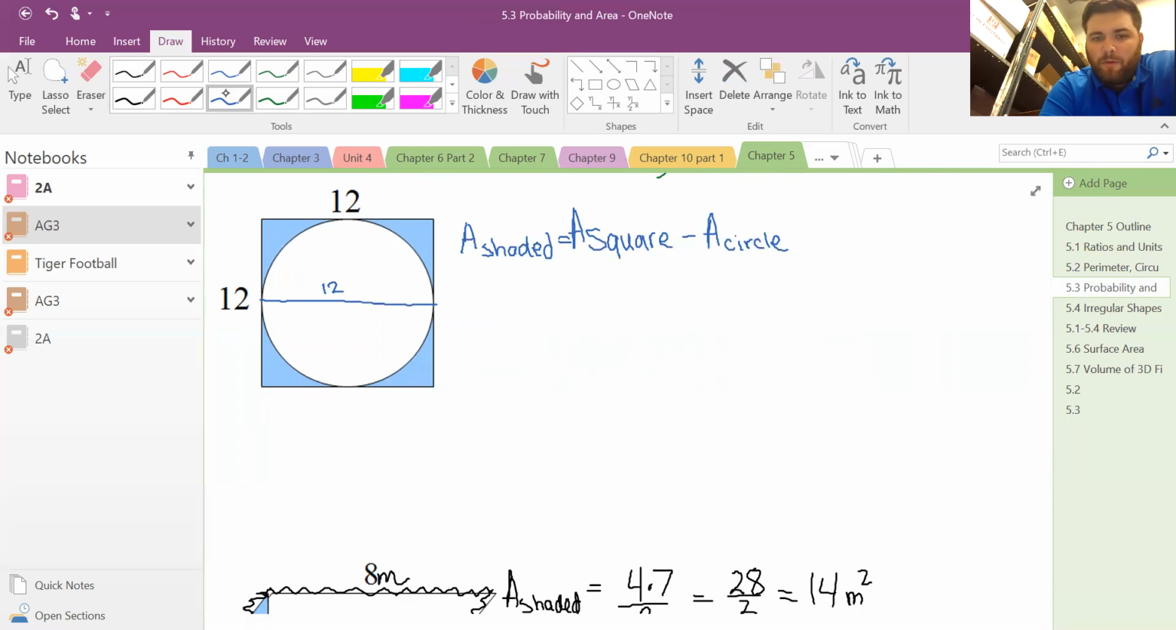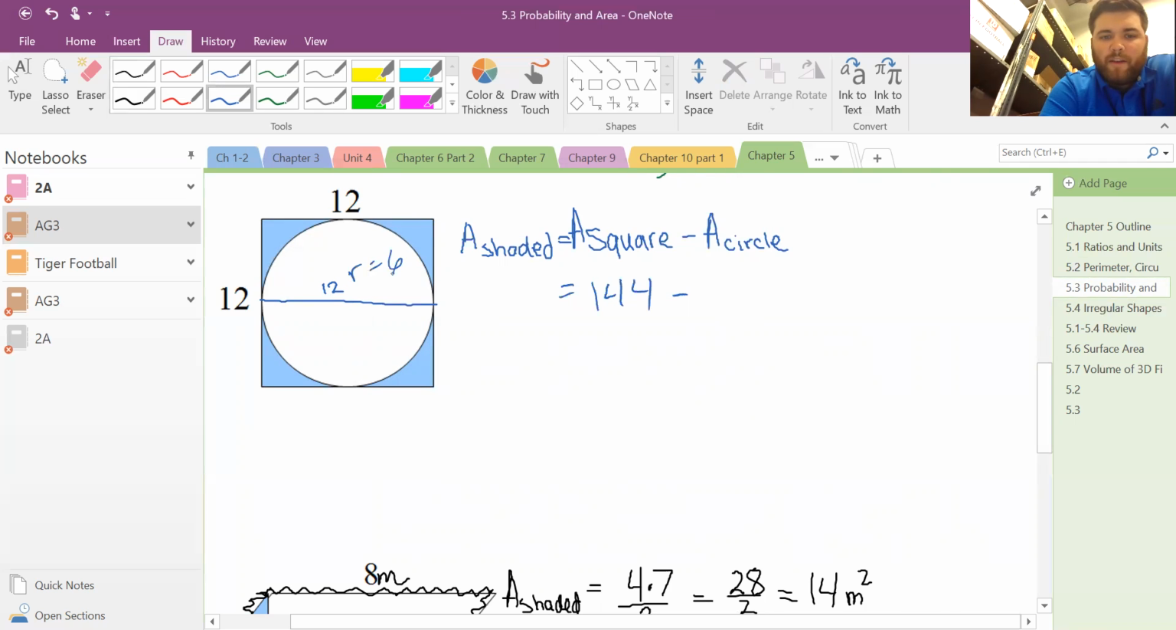So the area of the total square is going to be what? Base times height, or side squared, which is 12 squared, which is 144, minus the circle. If the diameter is 12, that means we have a radius of 6. I already wrote that down. And it's going to be 36 pi.